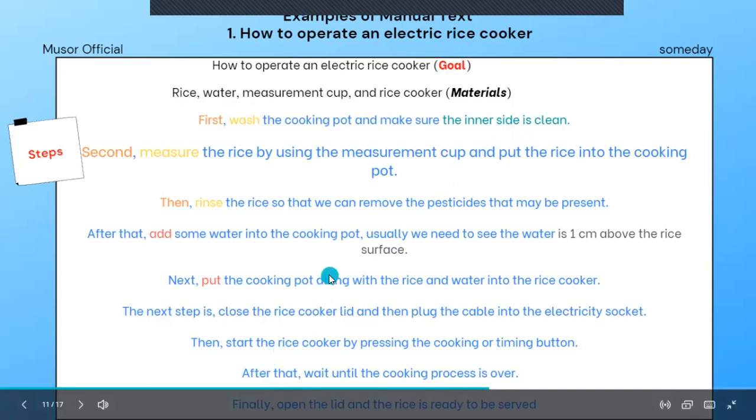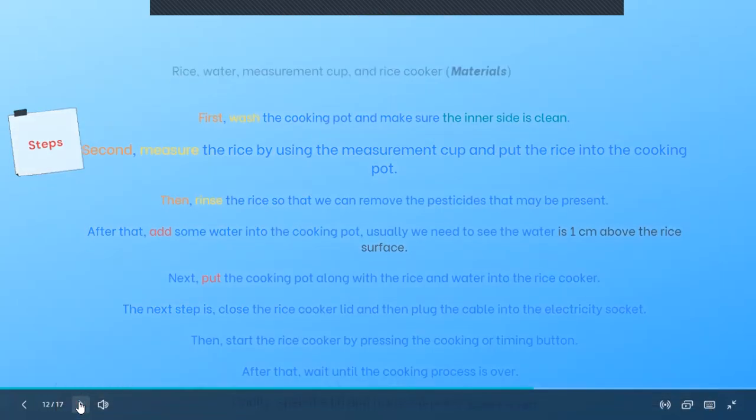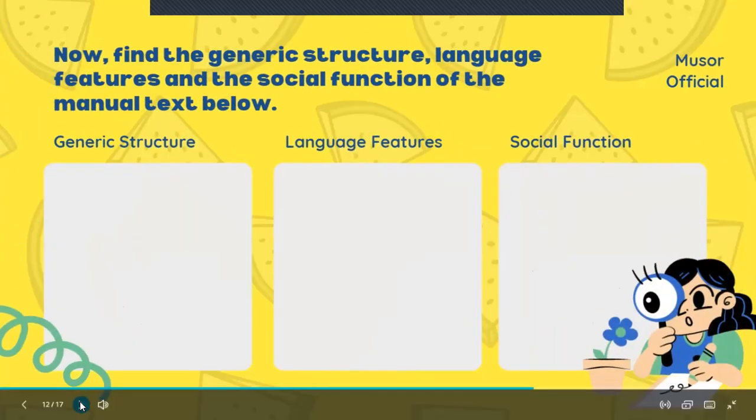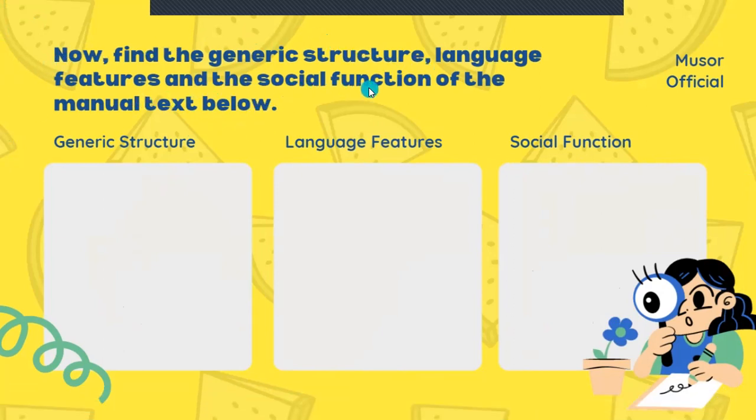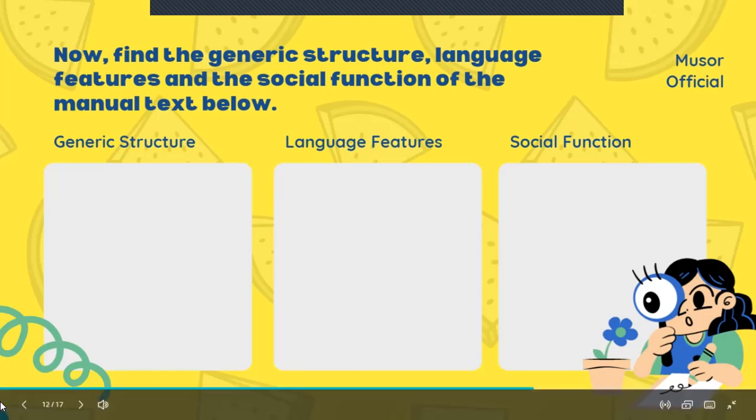Itu semua language features-nya. Okay, now find the generic structure, language features, and the social function of the manual below. Sekarang untuk latihannya, temukan apa yang disebut generic structure, language features, dan social function dari teks berikut.